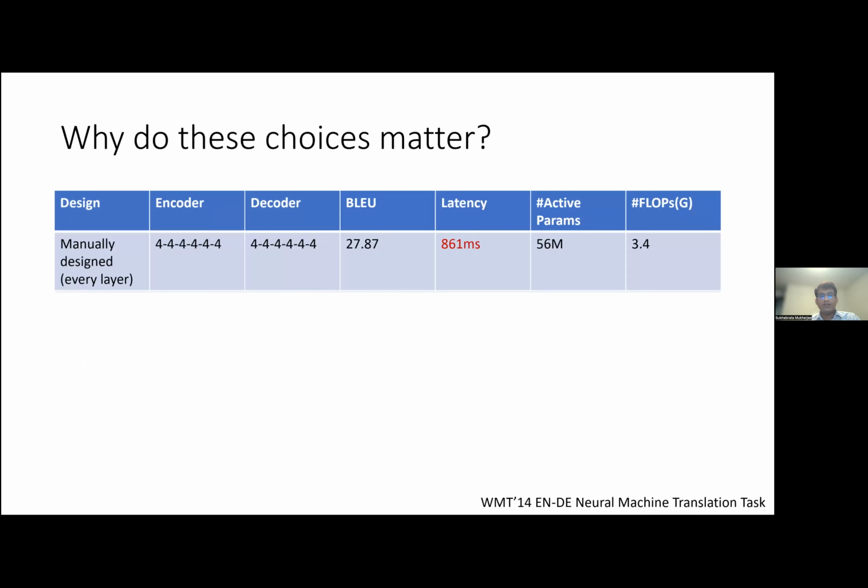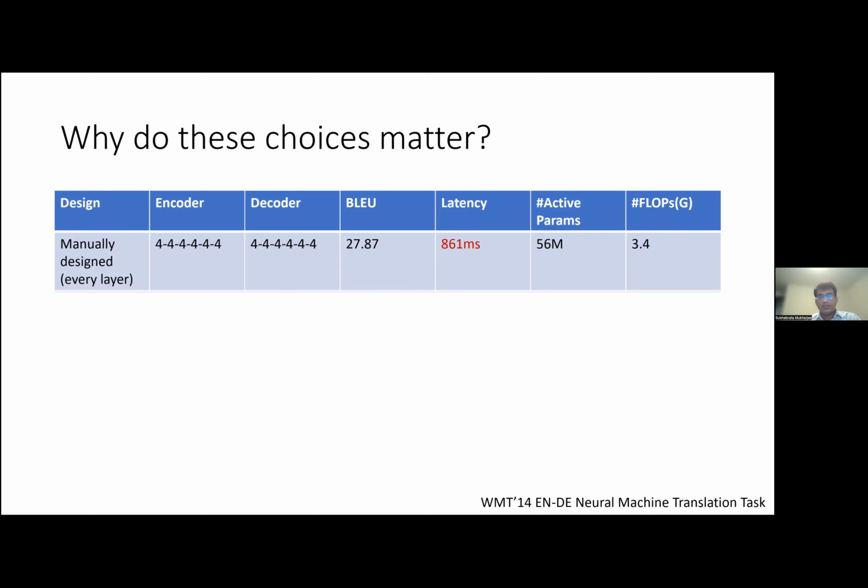So first of all, why do these choices even matter? Here, in this example, we show an MoE network. The task is a machine translation task on WMT14 En-De. So you have an encoder-decoder network. Consider a setting in which we have manually designed this network. It's a 6-layer encoder-decoder, and assume that we have put 4 experts in each of the layers. So that is why you have 4 times 6 experts on the encoder and correspondingly on the decoder.